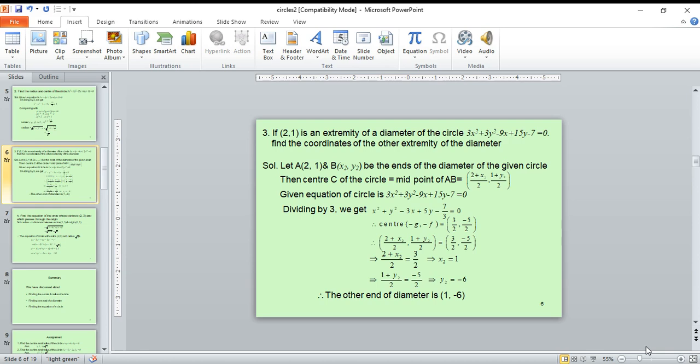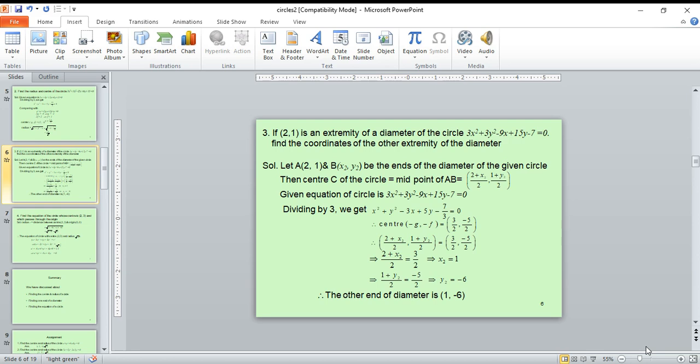Let A(2, 1) and B(x2, y2) be the ends of the diameter of a given circle. Then the center C of the circle equals the midpoint of AB. The center C of the circle is the midpoint of AB, that is ((2 + x2)/2, (1 + y2)/2).